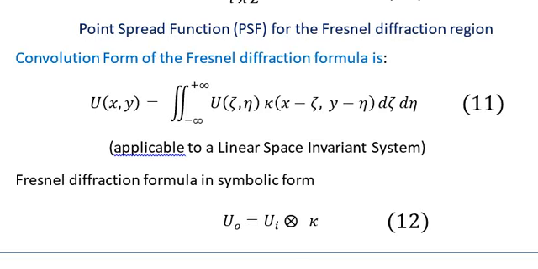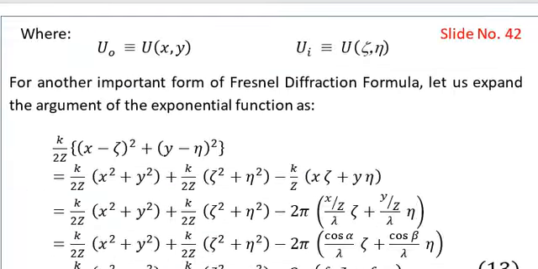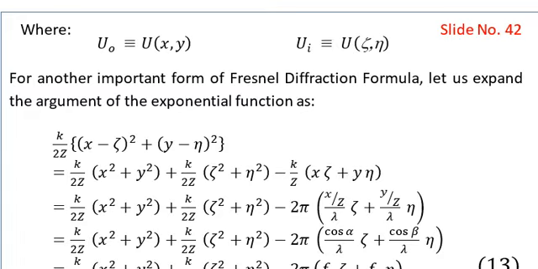When you encounter this equation in the convolution form, it means that we are talking about the true value of that symbolic representation, which is given in equation number 11. We have explained u naught, which is u of x comma y, the field at the point xy, and ui is equal to u of zeta eta, which is the field at the point zeta and eta.